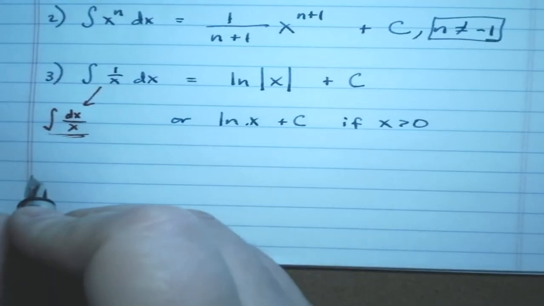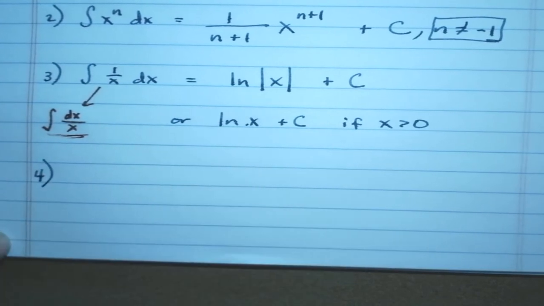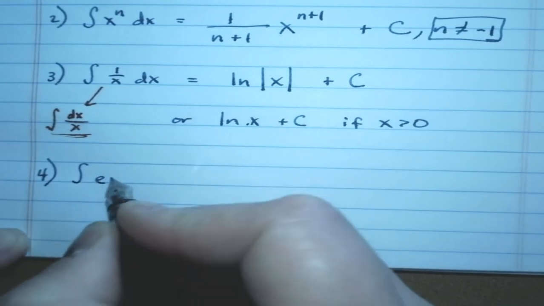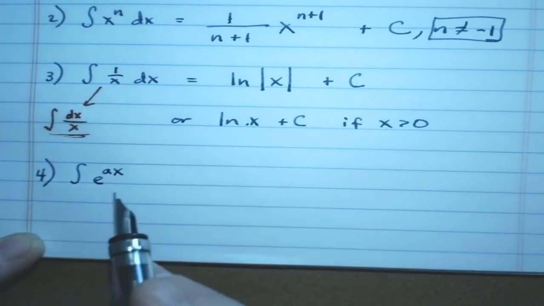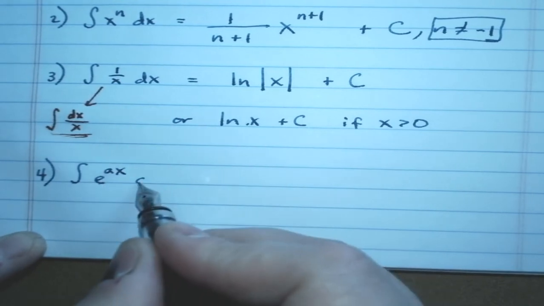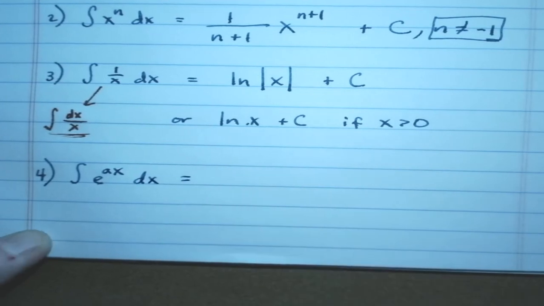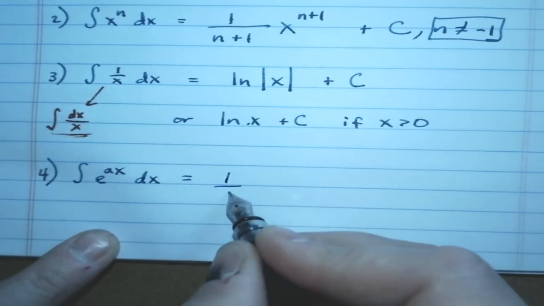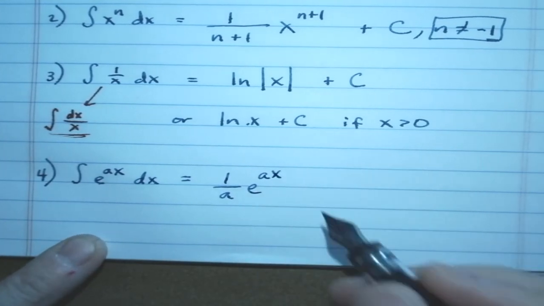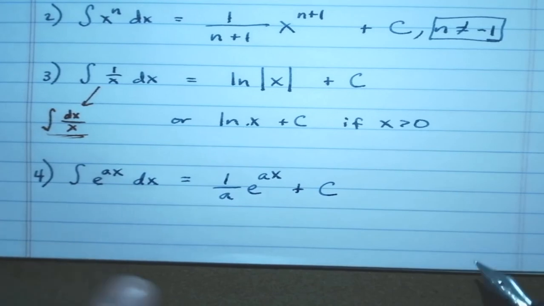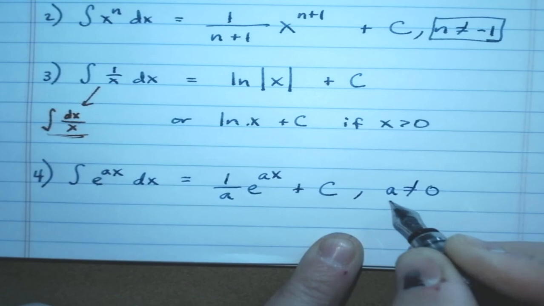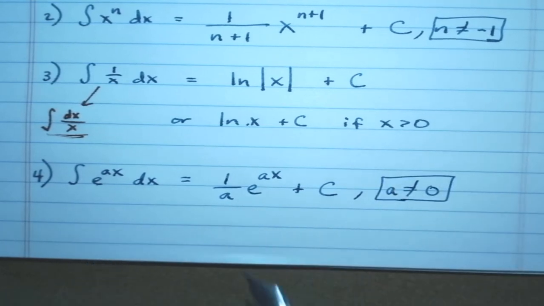Okay? And then fourth, our last antiderivative rule that I'm going to share with you, is the antiderivative of e to the ax power. So some constant times x as the exponent with respect to x is equal to 1 over a e to the ax plus c, and a cannot equal 0 because, again, we'd be dividing by 0.